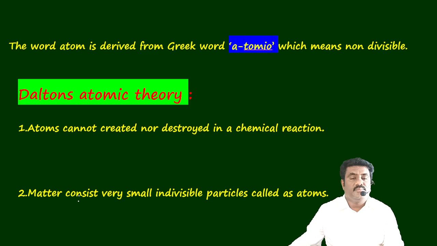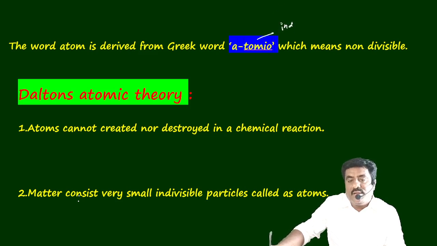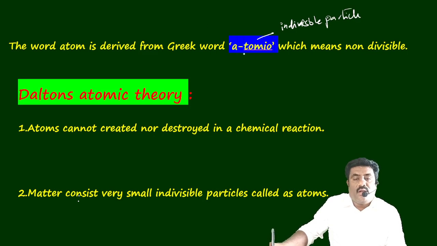First of all, the word atom is derived from the Greek word atomos, which means non-divisible, indivisible. Atom is an indivisible particle. Let's start with Dalton's atomic theory.